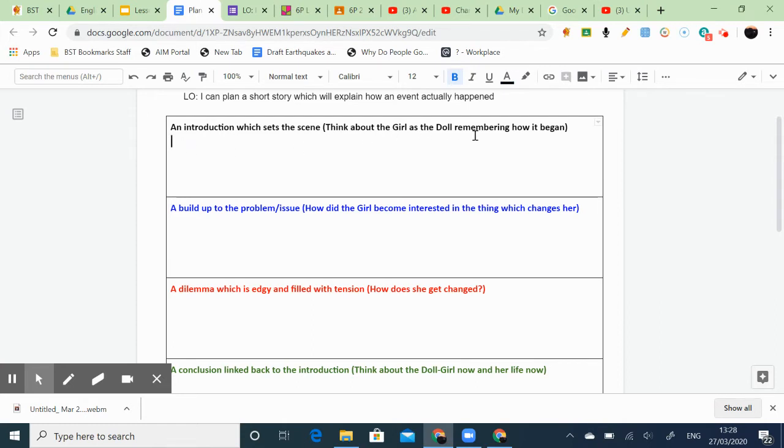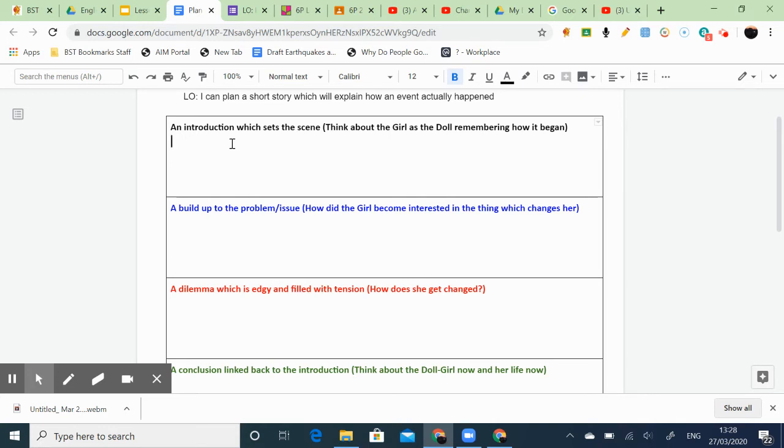Think about the girl as the doll, remembering how it began. So this is your hint. You want to go back to that first bit where we left her, where she's on the wall. You can describe a lot of setting description, I would guess, about that. We're not writing the story, remember, we're just thinking about what we could put in here. So I might just put in a couple of sentences about that, which gives me a better idea of that. That's it. You are not meant to write the story. I want to make that clear.